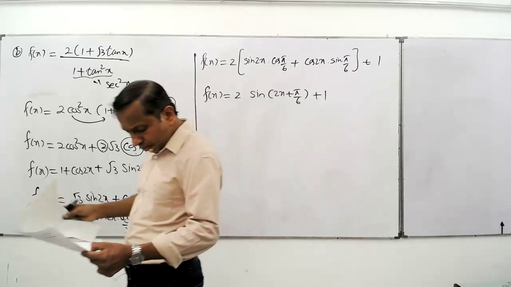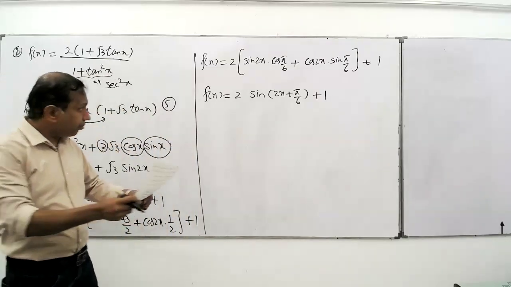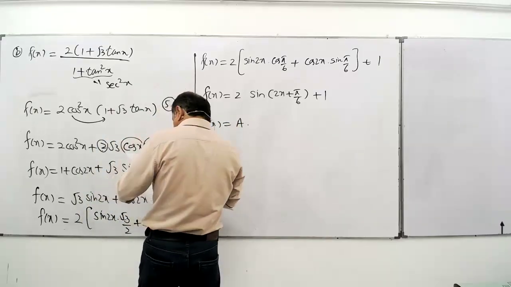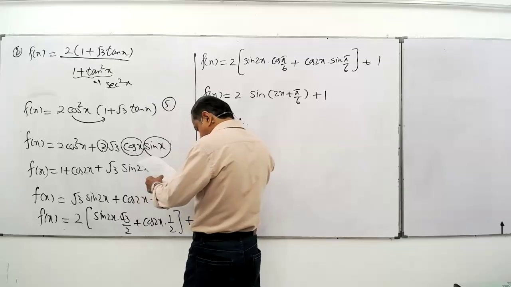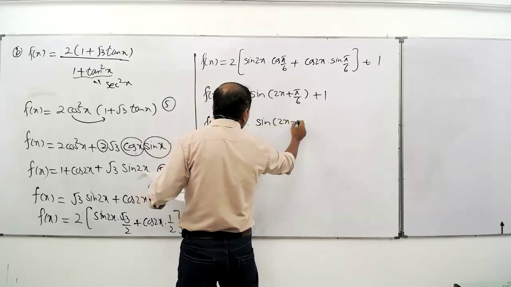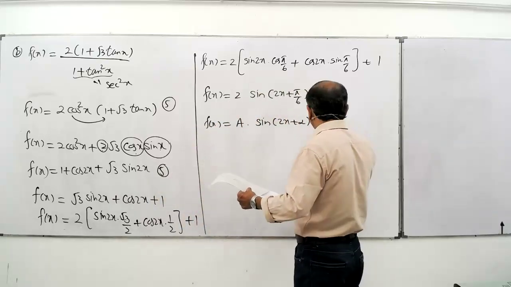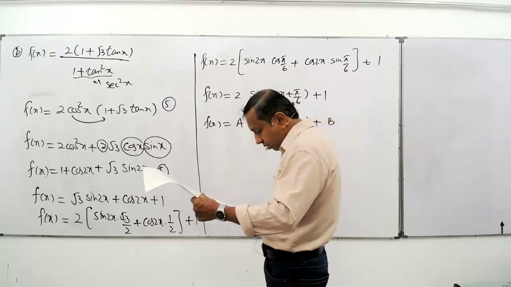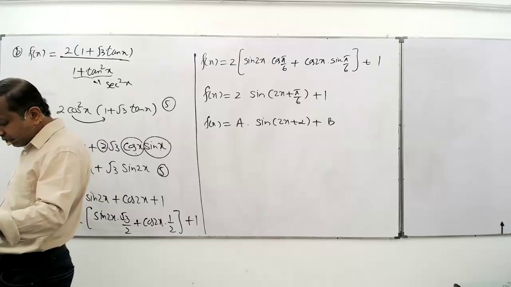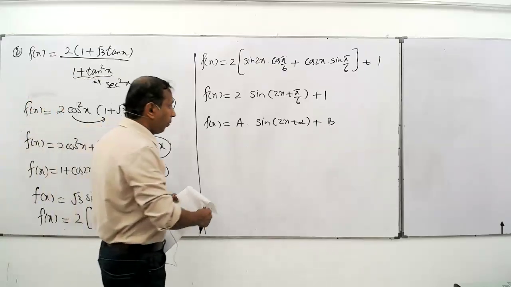I'm asking in the question, people, express f(x) in the form a times sin (2x plus alpha) plus b. Right. So then here a, b, alpha are constants to be determined. Definitely you must write the answers for a, alpha, and b.